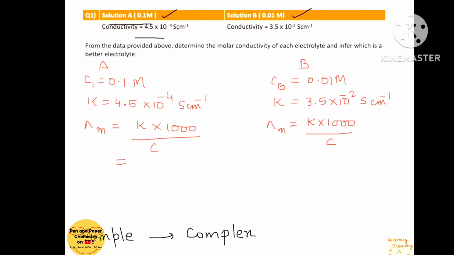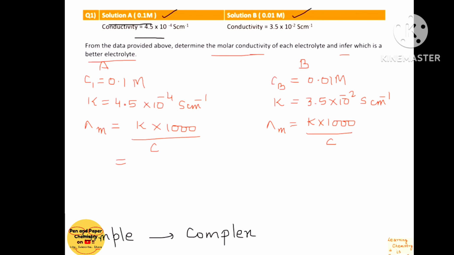From the data provided above, determine the molar conductivity of each electrolyte and infer which is a better electrolyte. So which would be a better electrolyte? One with higher molar conductivity or one with lower molar conductivity? We know that an electrolyte is supposed to conduct. Yes, the one with higher conductivity would be a better electrolyte.